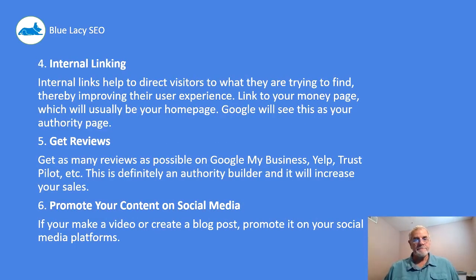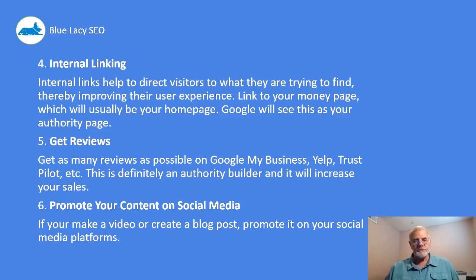Number four, internal linking. Internal links help to direct visitors to what they are trying to find, thereby improving their user experience. Link to your money page, which will usually be your home page. And Google will see this as your authority page because you're linking to it. All right, number 5, get reviews. Get as many reviews as possible on Google My Business, Yelp, Trustpilot, etc. This is definitely an authority builder, and it will increase your sales.